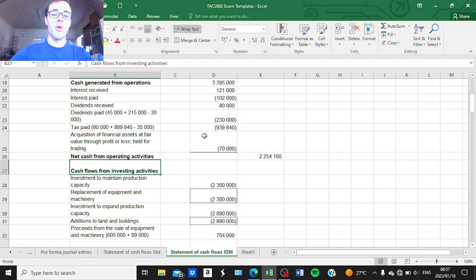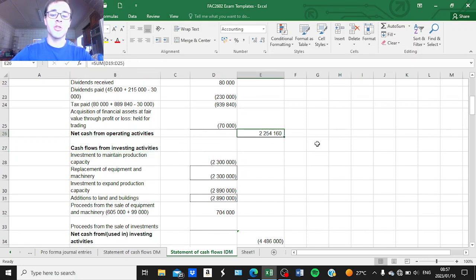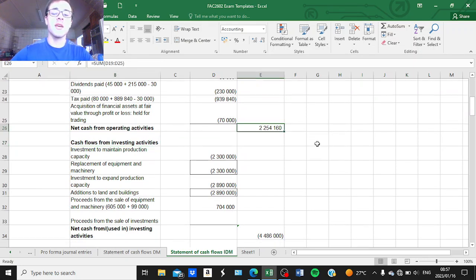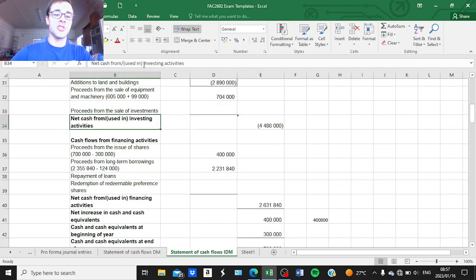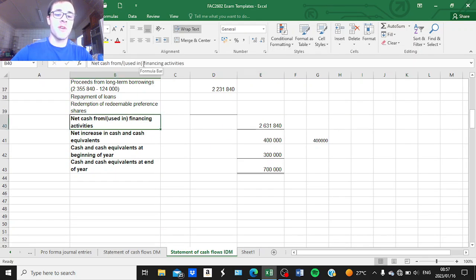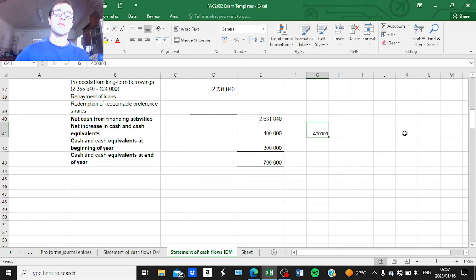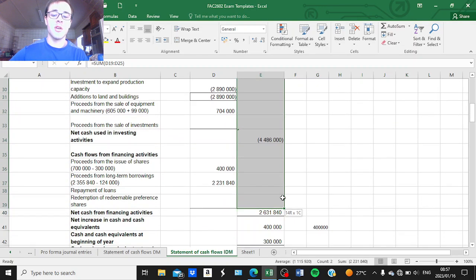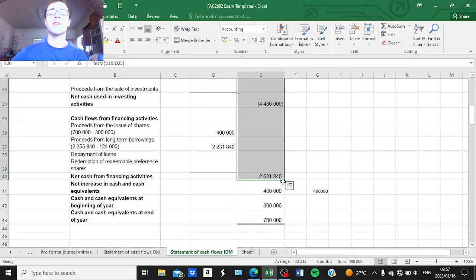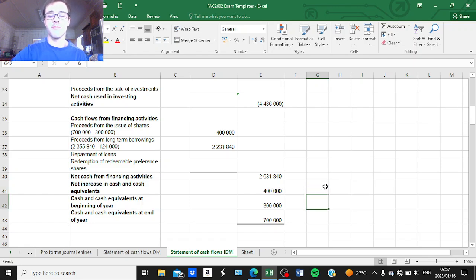So the net cash from operating activities amounts to 2,254,160. Net cash used in investing activities, 4,486,000. And finally, the net cash from financing activities amounts to 2,631,840 Rand. So if you add up all three amounts, you should arrive at a net increase of 400,000, which means that we have drafted our statement of cash flows correctly.